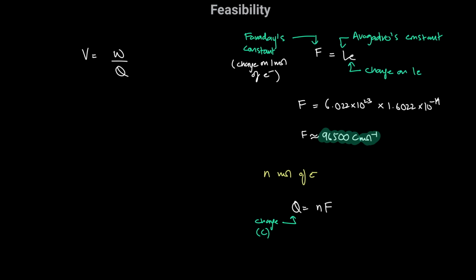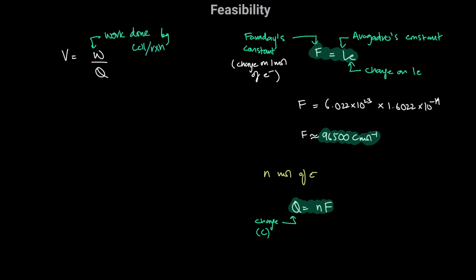So far we've seen the formula F is equal to LE, and the formula Q is equal to nF. Now we're going to derive a third formula. Let's go back to the relationship for voltage. We know that voltage is work done per unit charge, that is the work done divided by charge. When we talk about a reaction, W stands for the work done by the cell or by the reaction.